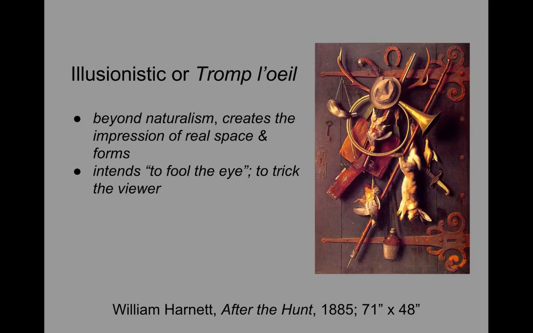Another type of representational artwork could be called illusionistic or trompe-l'oeil, meaning literally to fool the eye in French. And these are artworks that go beyond just being realistic or naturalistic, but literally they're trying to fool us. They're trying to fool the viewers. They want us to feel, in this painting by William Harnett, that we could walk up and take that hat off the hook and put it on our own heads, or we could walk up and feel the fur of that rabbit. So he's really trying to trip us up, to be illusionistic.